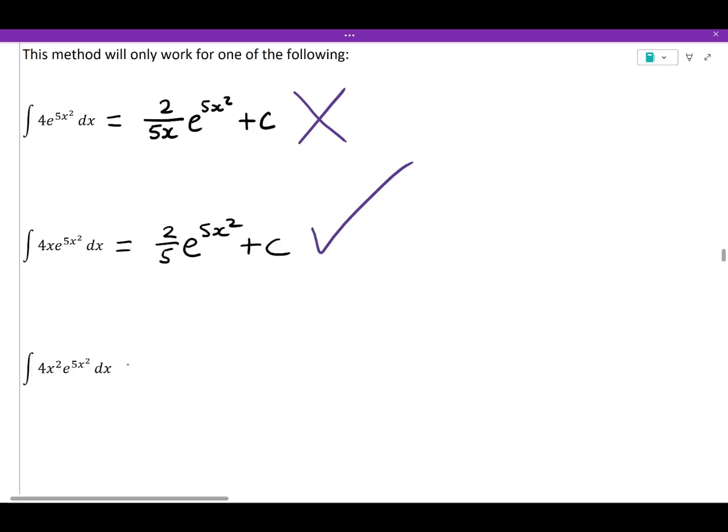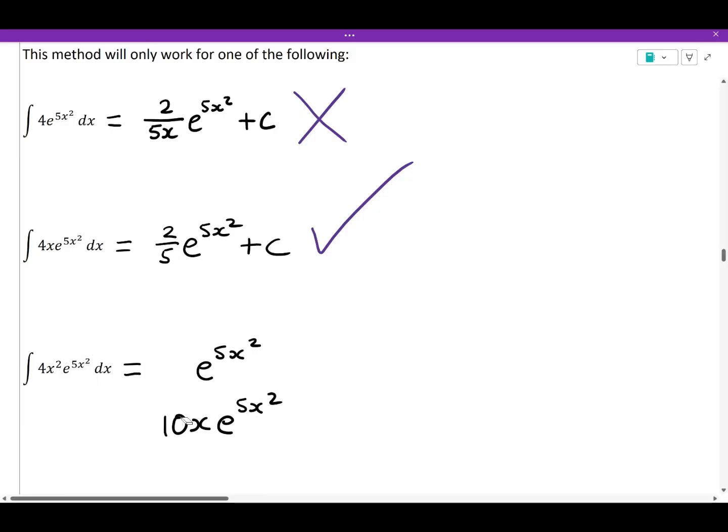Right, so the last one, we know in our answer we're going to have the e to the power of 5x squared, as it's the same format as the previous questions. If we differentiate this, I get 10x times e to the power of 5x squared. And then we're on our comparison step.